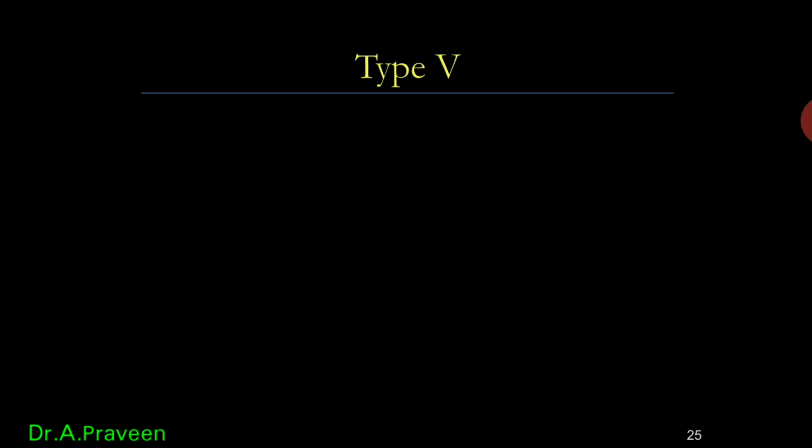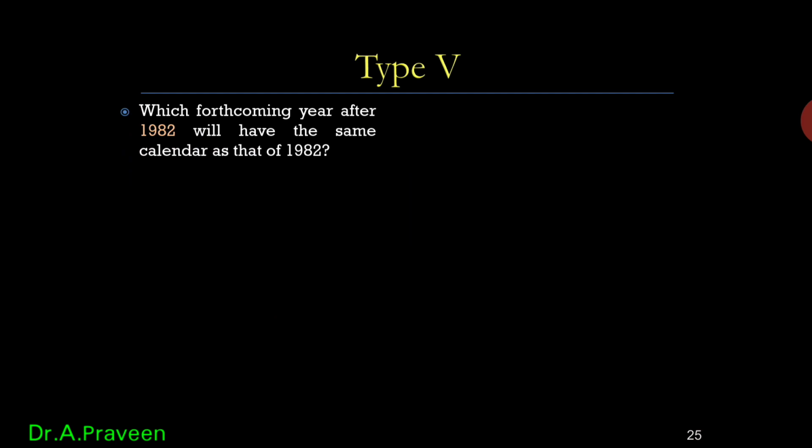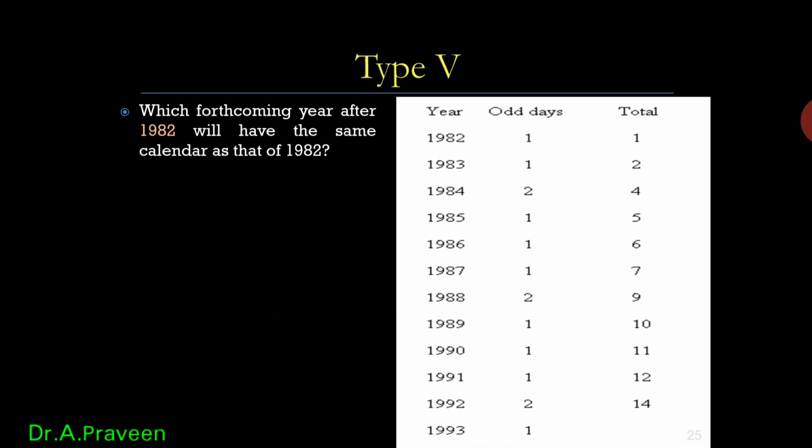Let us move to the last type. Which forthcoming year after 1982 will have the same calendar as that of 1982? So here we have to find which forthcoming year after 1982 will have the same calendar as that of 1982. For that we have to construct a table with 3 columns. In the first column we write down the years. In the second column we write down the number of odd days. And in the third column we write the total number of odd days.